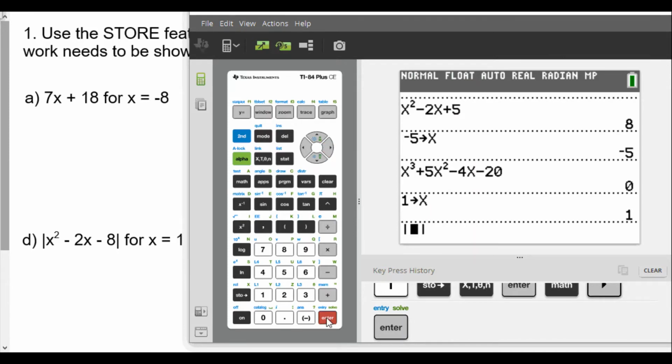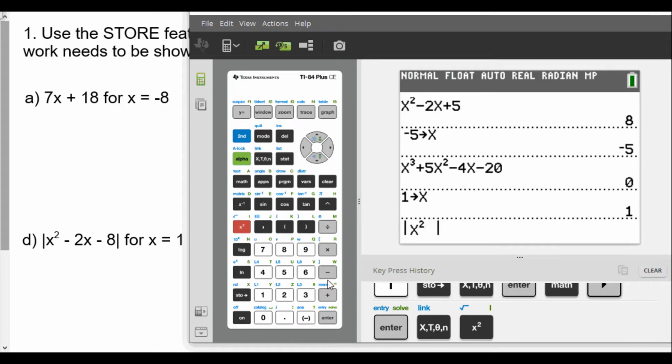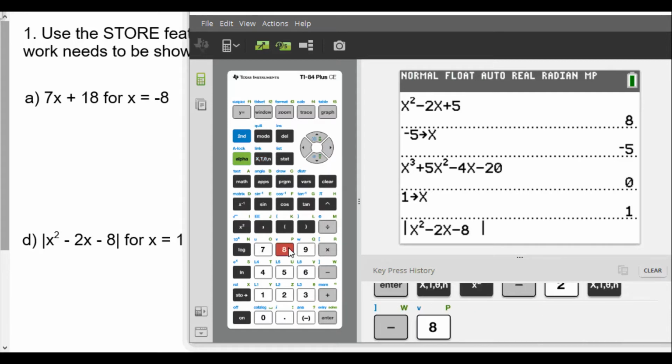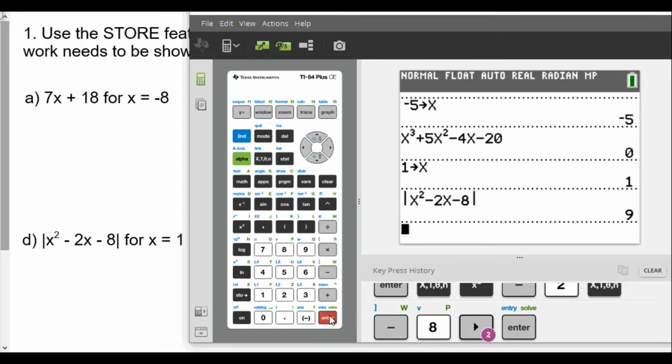Now we can type in our expression, x squared minus 2x minus 8, and this will be inside the absolute value. Move the cursor over, and now hit enter. And now we have 9. So we saw in this case how to get absolute value on our calculator. Hit the math button, move over one spot to NUM, and then you'll be able to enter ABS, absolute value.